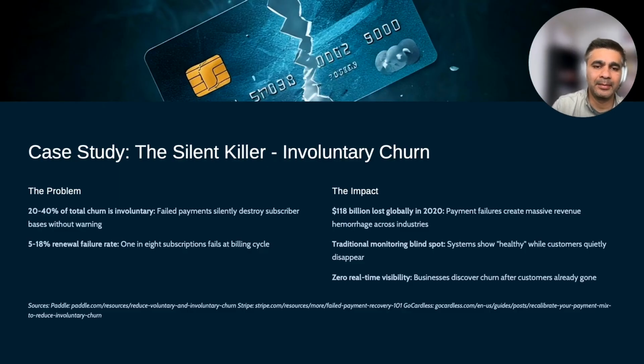All your technical metrics can be green while your business is bleeding money. You need observability that focuses on business outcome, not just system health. This is why we need a proactive approach, like we discussed earlier, that can detect payment issues sooner so that more customers can be saved and more revenue can be protected.